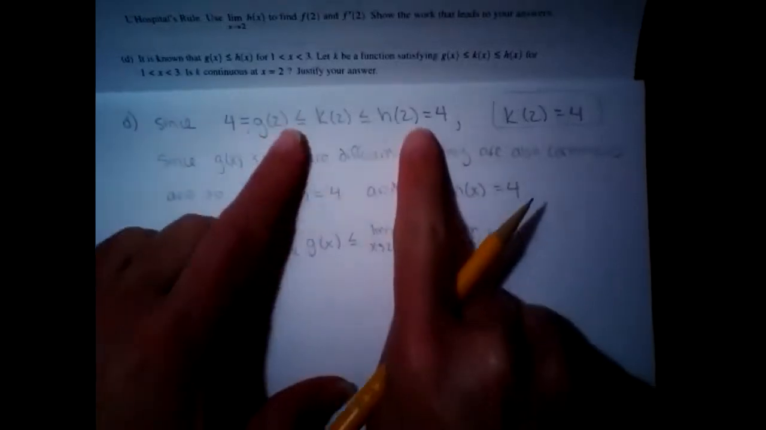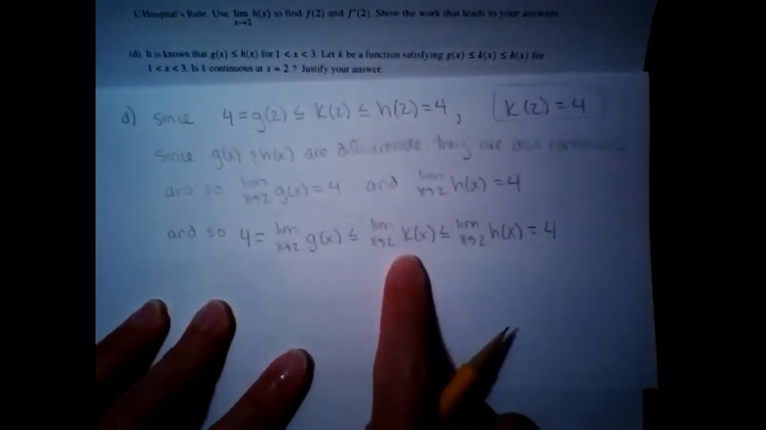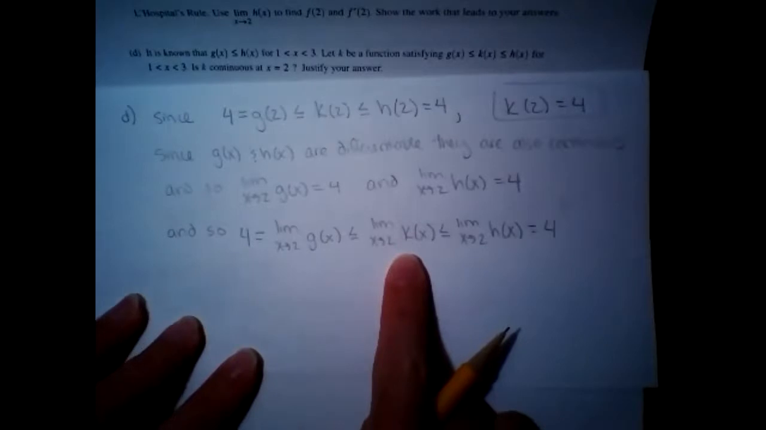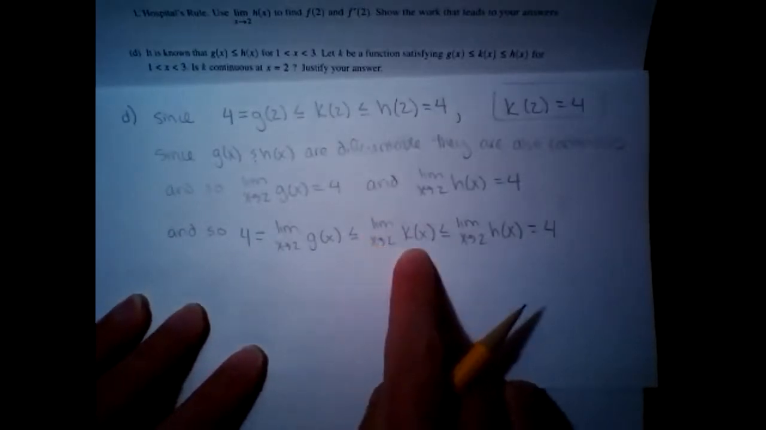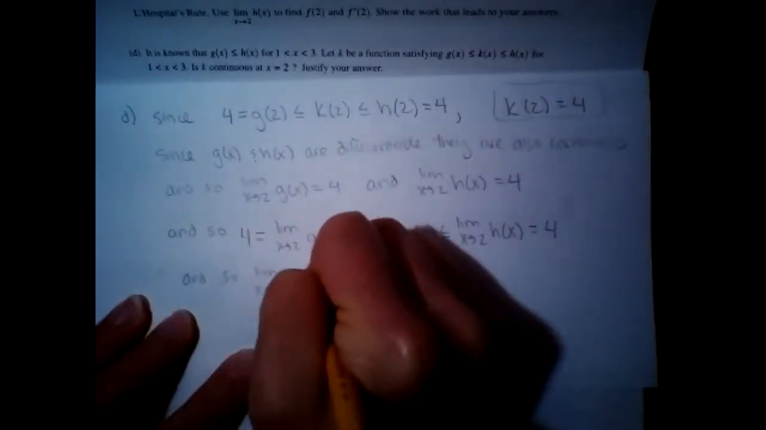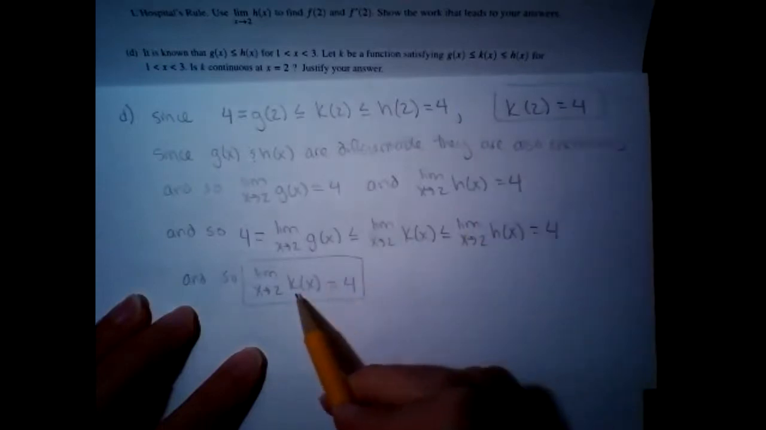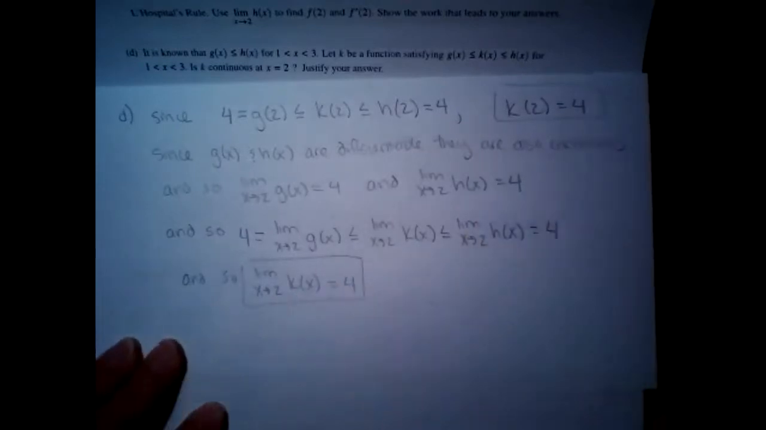And again, we said that both of these ones on the ends were 4. So if k is squished in between them, then the limit as x goes to 2 for k of x is also 4. So we have a point for k at 4. We have a limit for k at 4. And so you can conclude k of x is continuous at 2.